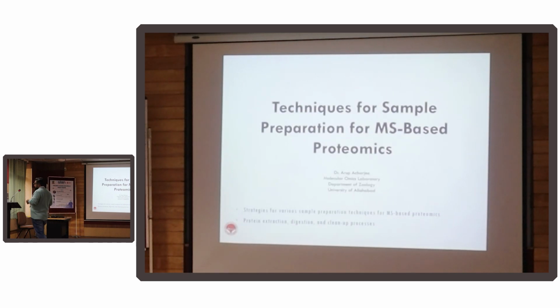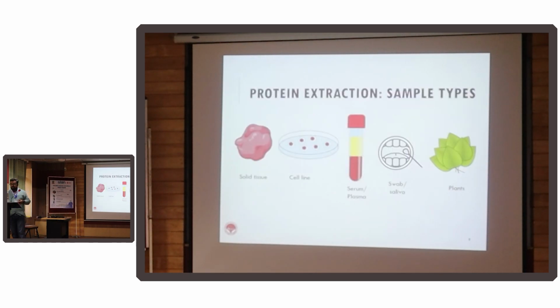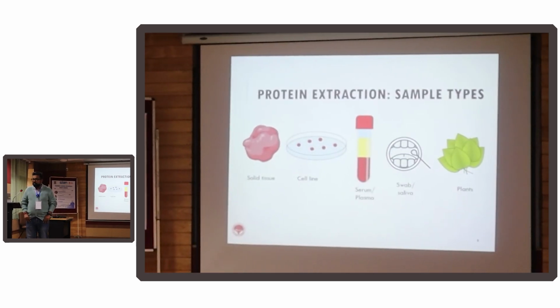So what are the samples primarily that we can put into a mass spec? Actually, we can put anything into the mass spec. We can put in samples from solid tissues, not of course a solid tissue. Don't do that. It would ruin about 10 crores in 1 second. Cell lines, serum, plasma, swab, saliva, urine, fecal matter, plants, fruits, anything that is a biological sample can be used to make sense. And how do we do that?